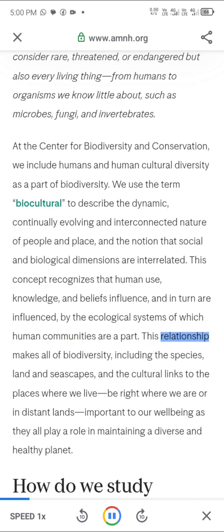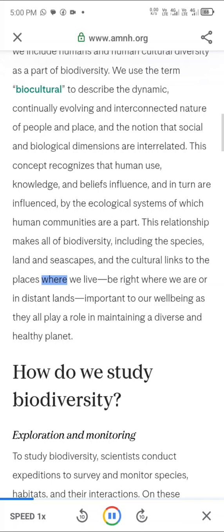This relationship makes all of biodiversity, including the species, land and seascapes, and the cultural links to the places where we live, be right where we are or in distant lands, important to our well-being as they all play a role in maintaining a diverse and healthy planet.